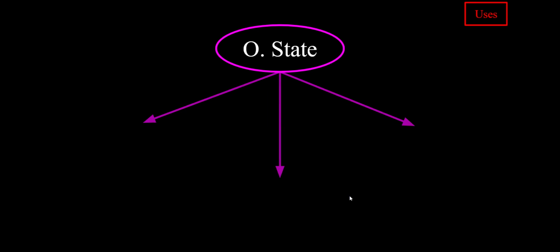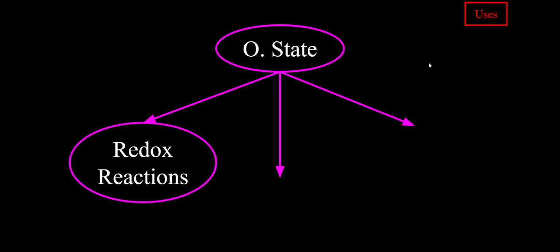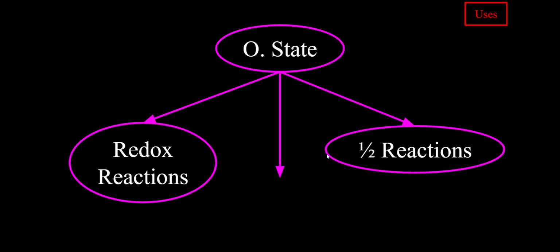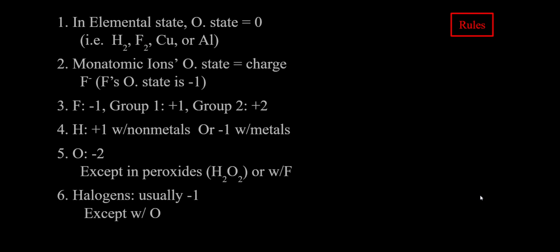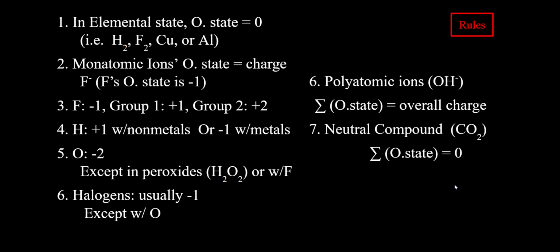Now, oxidation state has three main purposes, or three main ways that we're going to use it. Two are involved in the AP curriculum: redox reactions and half reactions. The other is naming compounds, and we'll get into that later in the video. Okay, here are the rules. I would pause the video now and copy them, even things that don't make sense, and I'll go through all of it within the context of the examples. So pause it and copy, please.